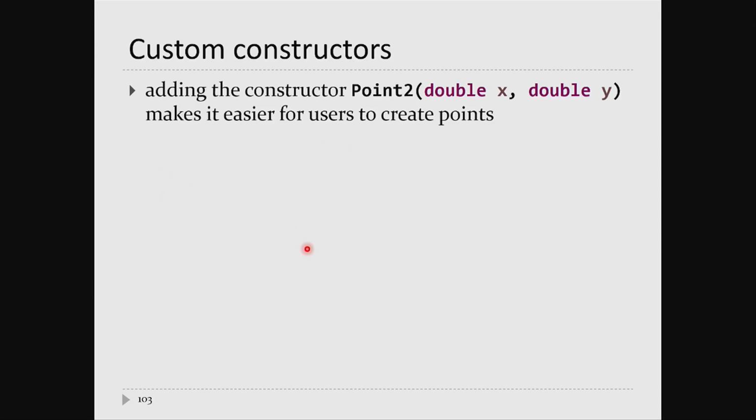Now, the reason for adding this constructor is so that it's easier for people who are using your class to use the class. So when you add this constructor on top of the no argument constructor, people who are using the Point2 class can now create points by specifying the coordinates when they make the point. If you don't provide this constructor, then people have to make a default point, 0, 0, and then they have to set the coordinates of the point. So this saves the users of the class some work.